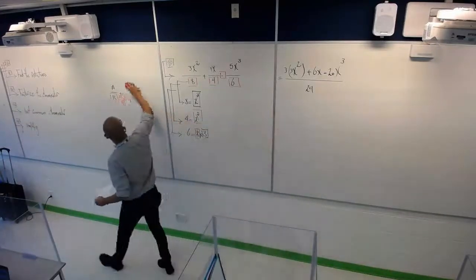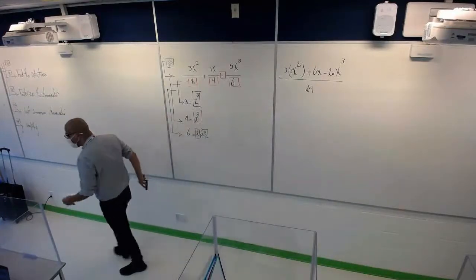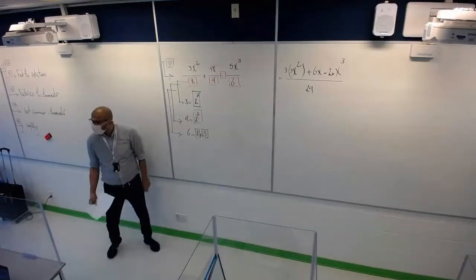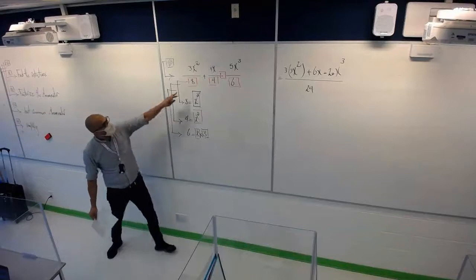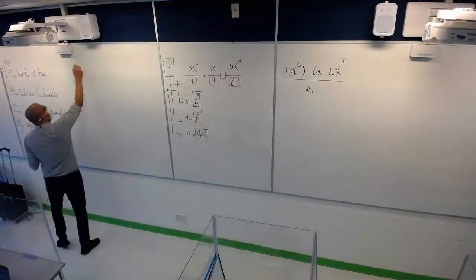Now, what are the restrictions? For the restrictions, you look at the denominator. Is it just 8, 4, and 6? Yes, 8, 4, and 6. Oh, okay. Now we come to the other example.